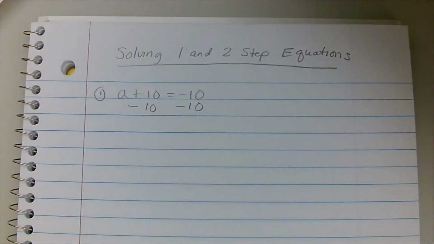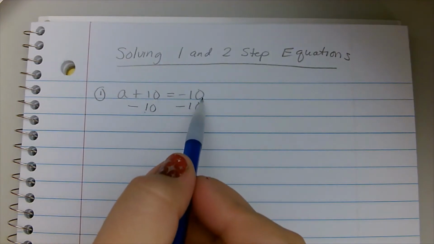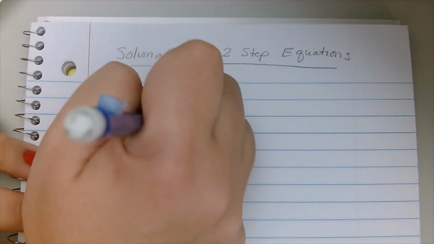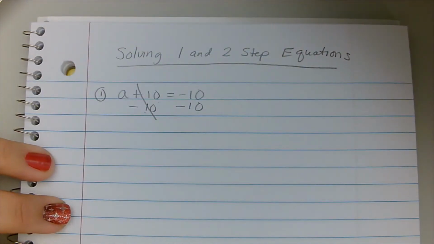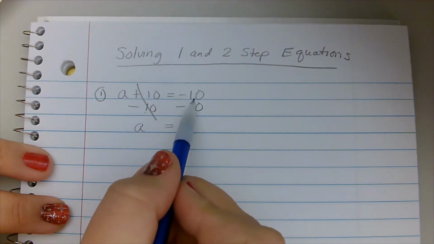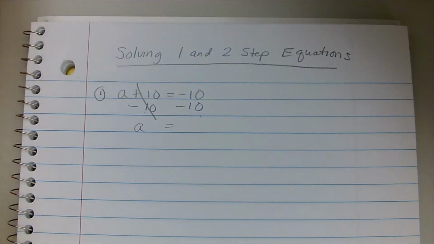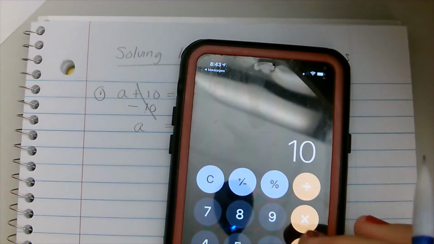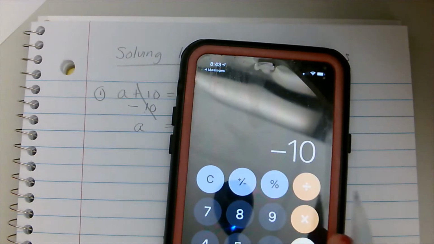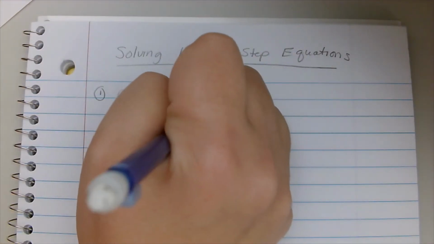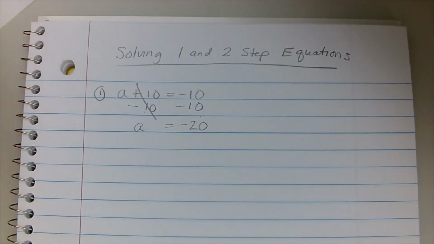If I was doing this on the computer, I would put a minus 10 under this 10 and a minus 10 under this negative 10. Then you can take your line tool and draw a line through the 10 and negative 10 to show that they cancel out. Then you bring down your a equals, and over here you do negative 10 minus 10. You'll most likely grab your calculator for that. I have to make the 10 negative first, and then subtract 10, and I get negative 20. So a is equal to negative 20.